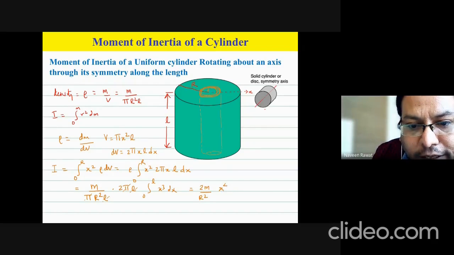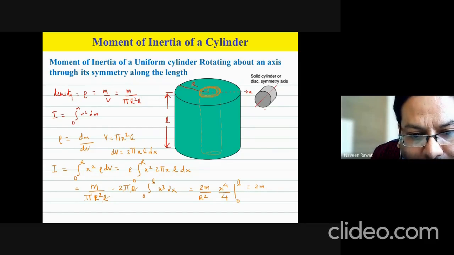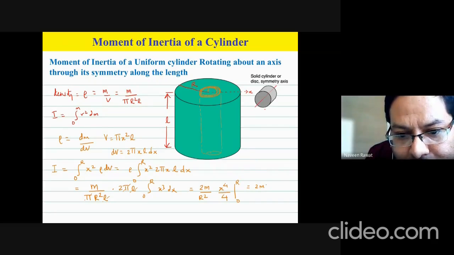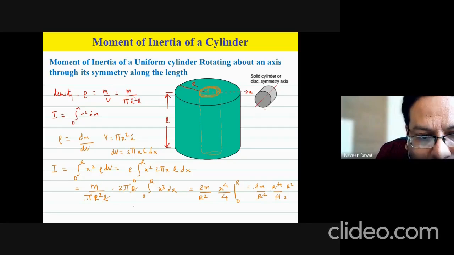If I take the integral, I get x raised to 4 by 4, and now I'm integrating from 0 to L. Sorry, this is not L, it has to be R. Thank you so much. So I get 2m by r square times r raised to 4 by 4. I can cut the 2 out, and r to the 4 over r square leaves me with m r square divided by 2.